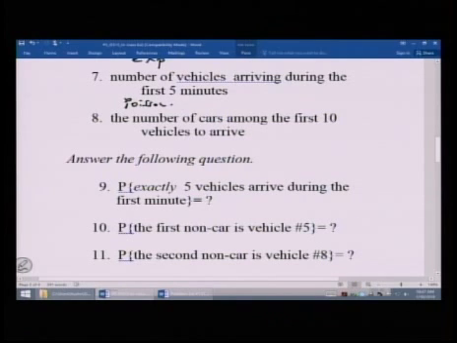How about number 8? The number of cars among the first 10 vehicles to arrive. Binomial? Yeah, this is binomial. So binomial random variable counts the total number of successes in a fixed number of trials. So this has got to be binomial. Does that all make sense to you?